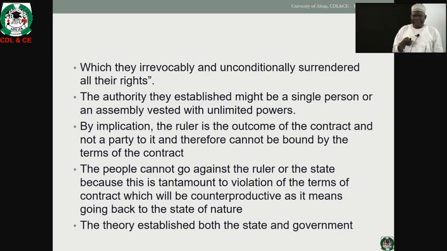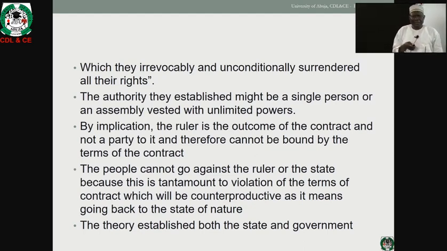The authority they establish might be a single person or an assembly vested with unlimited powers. What Hobbes is saying here is that we have entered into agreement with you. The agreement can be entered with one person, a very strong king, for example, who they feel can protect them, with a view to protecting their lives and property. Or a group of persons coming together to form a government, and we are surrendering our liberty to you so you protect our life and property.